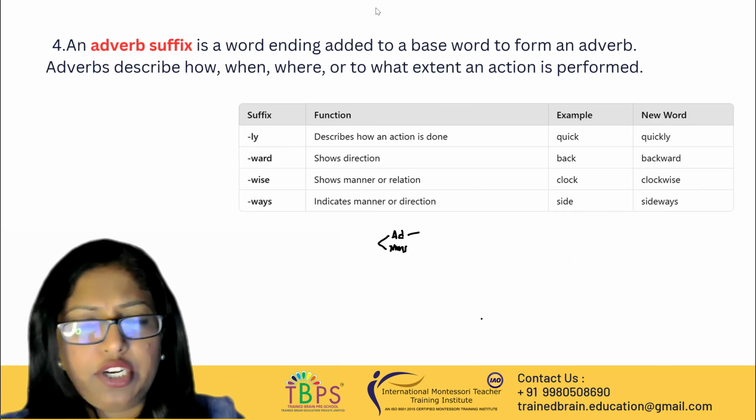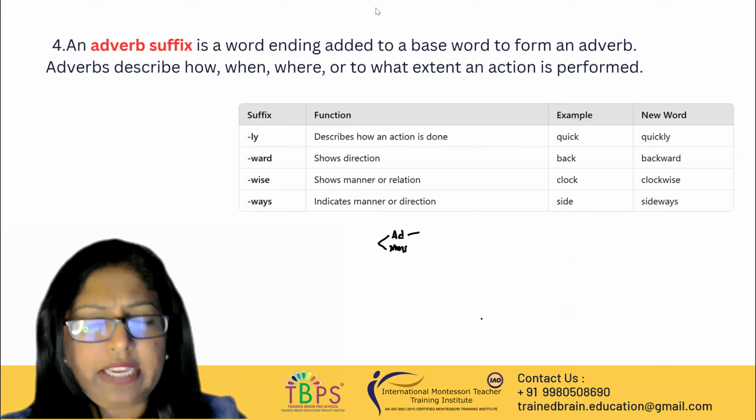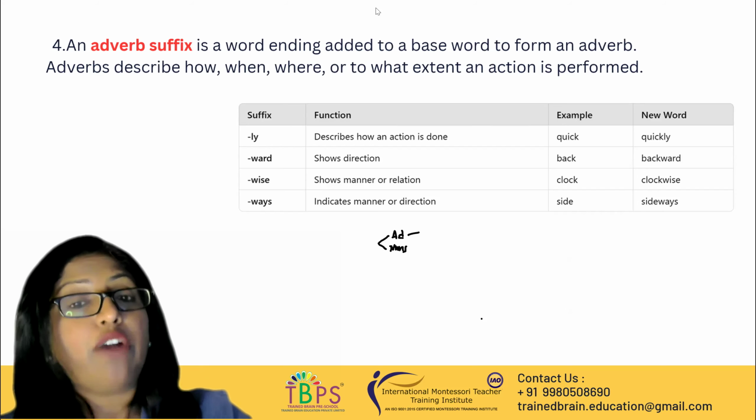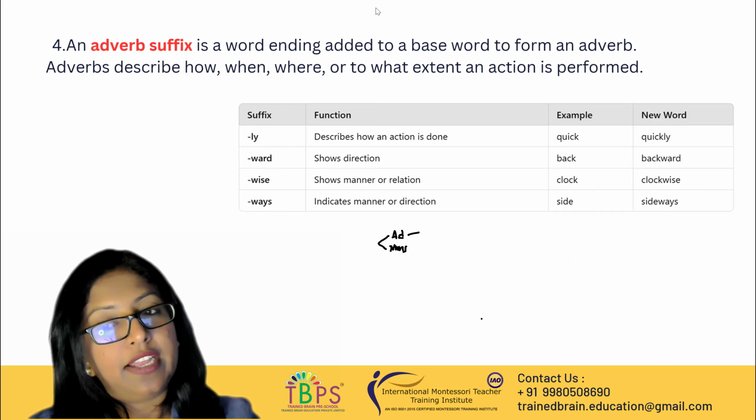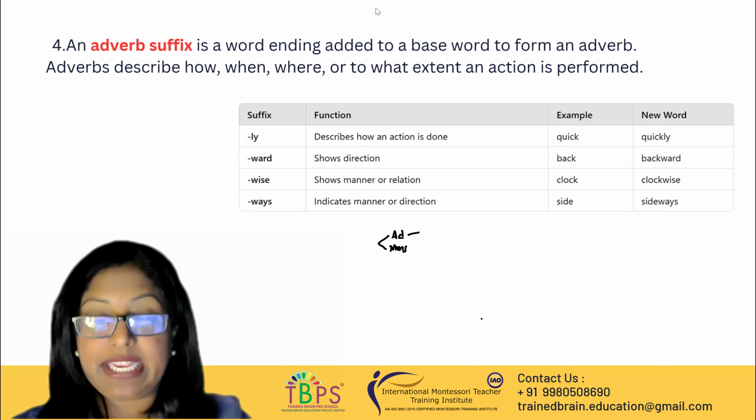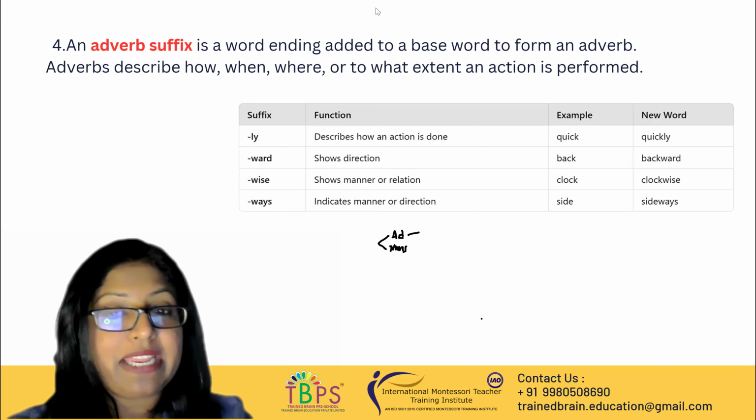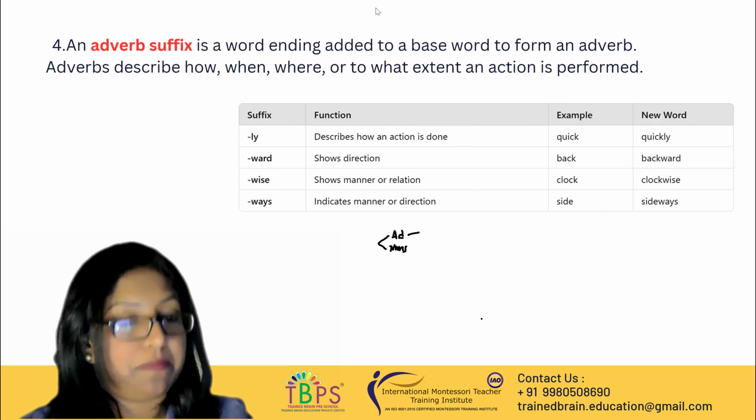When I add ly, it describes how that action word is done. For example, do it quickly. See, quickly. So it is describing how I should do it. I have to do it very fast. Do it slowly. Do it carefully. So it is describing it. So more or less, it's like an adverb.